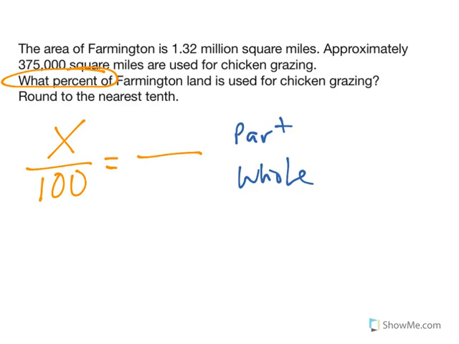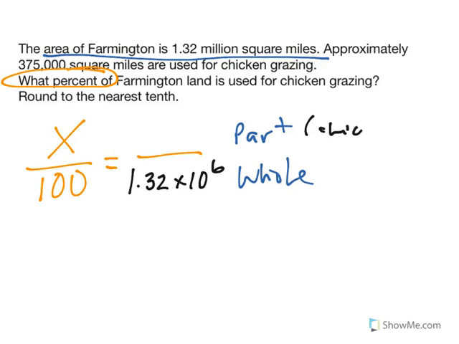So we have the total area of Farmington is 1.32 million. So that's going to make our denominator 1.32 million. Million is 10 to the 6th. I'm just going to write that easily in scientific notation. And the part, this is what we're talking about with the chicken grazing. So the chicken grazing is going on the top, which is 375,000. So now I have a ratio that I can deal with.